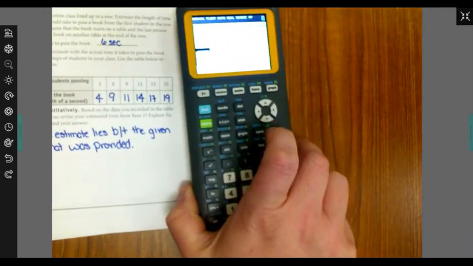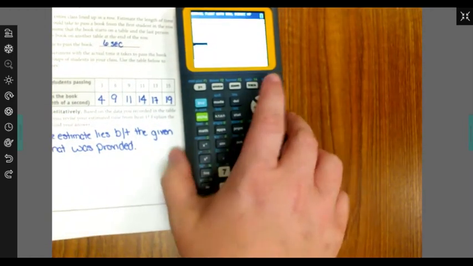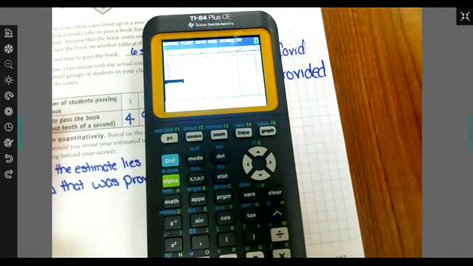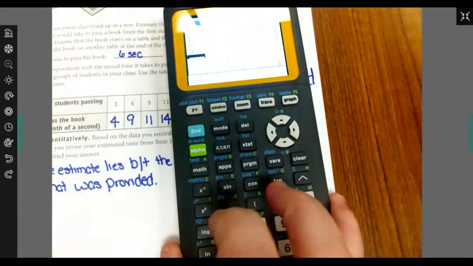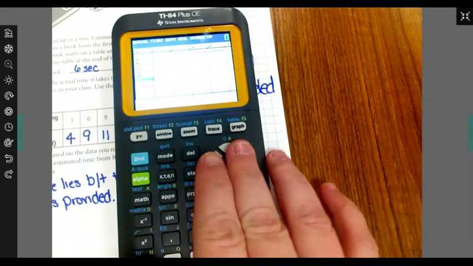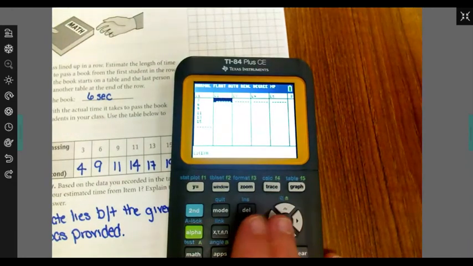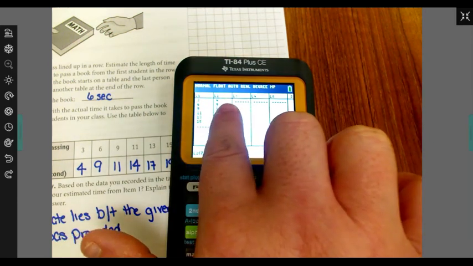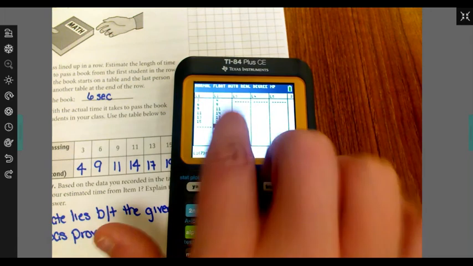I'm going to skip this up a little bit so you can see the entire calculator. Now you can't really see the screen. Okay, so I got to go back a little bit down. There we go. All right, so now we're going to input our L2 data, our Y values. So I'm going to type in 4, enter, 9, enter, 11, enter. Make sure that you're entering them in the order that they were given to us. 14, 17, and 19. You want to make sure that our X matches with our Y each time. Okay?